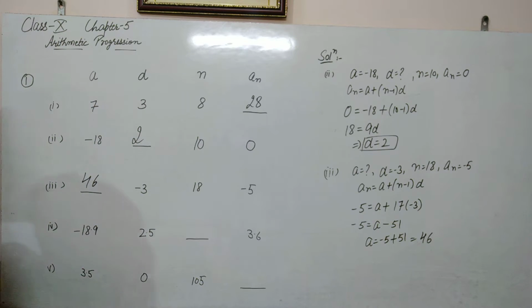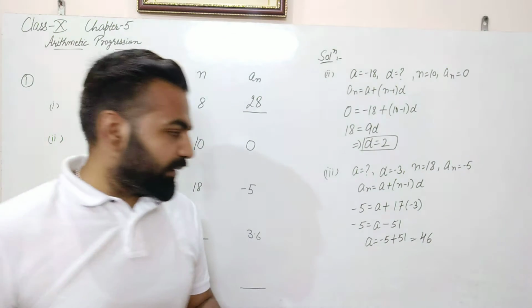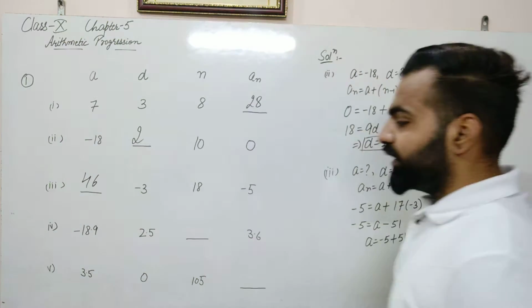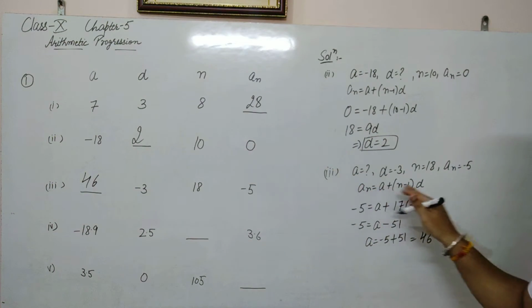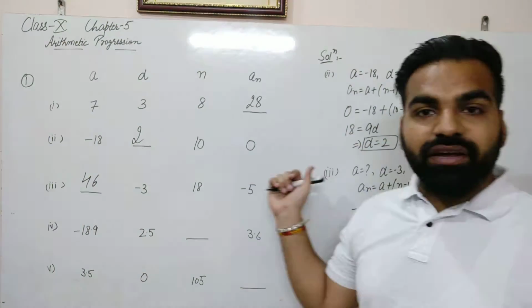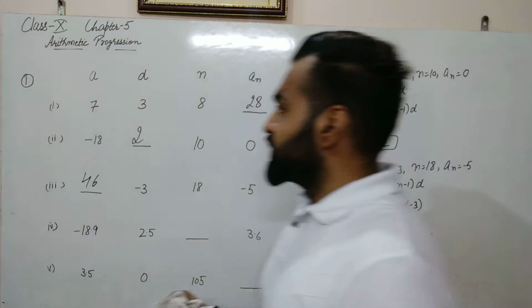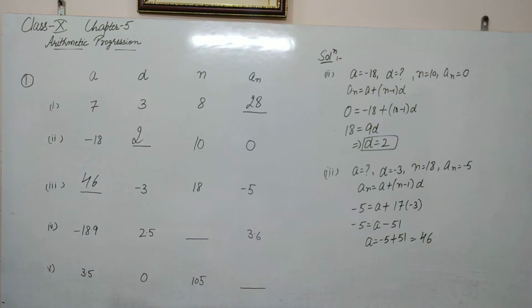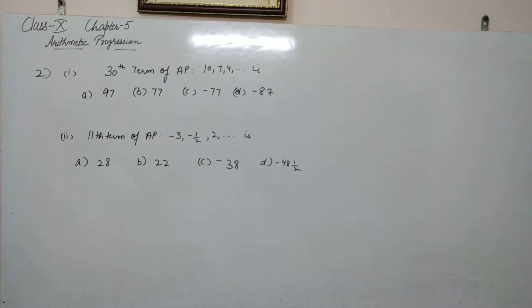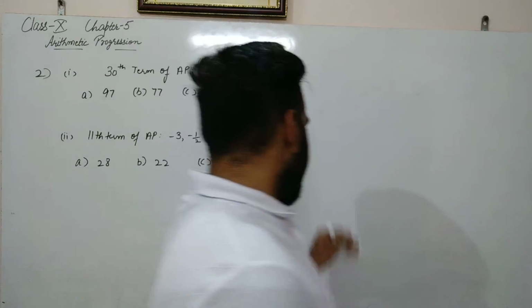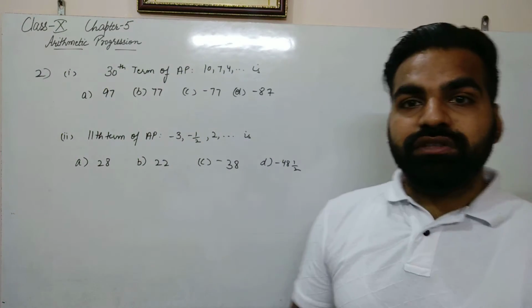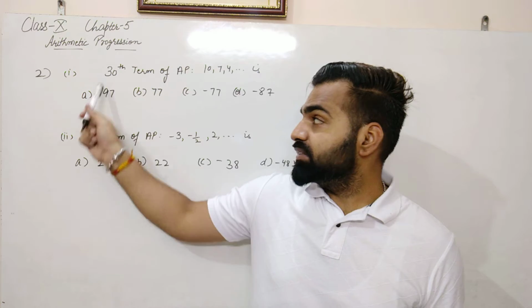So I think now you can do the rest of the two parts. Part number 4 and 5, we have to use this formula only. So we will put the values, one quantity is unknown and we can calculate it. So this was question number 1. Let's see the second question now. 2 MCQs are given here. So let us see the first.